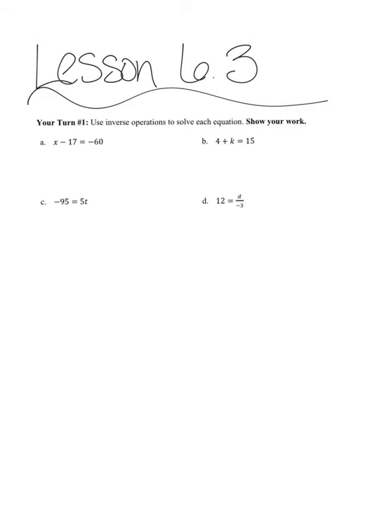This is Mrs. Reister with your key for your turn number 1, solving these one-step equations. A: x minus 17 equals negative 60. So using inverse operations, I'm going to add 17 to both sides.